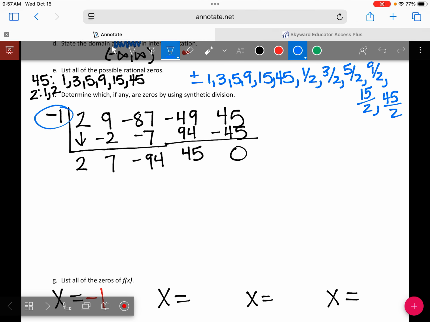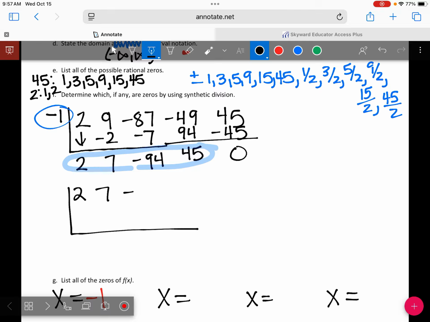So now I need to find another one. This is now going to be my new top row. So I'm going to make my L again, and then 2, 7, negative 49, negative 94, and positive 45. So we did 1 and negative 1. The next you would do would be 3, and then you would do negative 3. Both of those won't work, so the next number that will work is positive 5. Again, it's only because I've already done these.